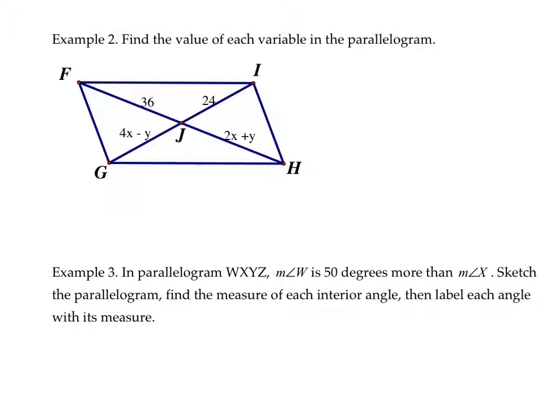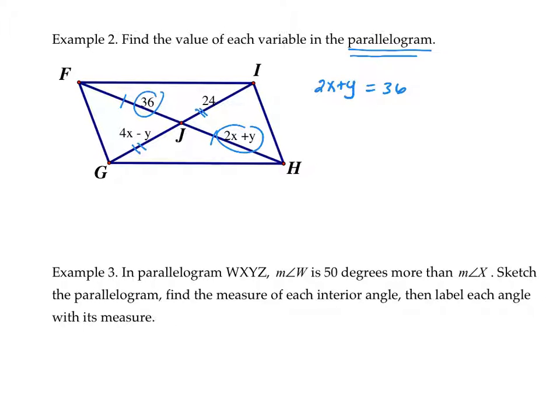All right, in example 2, we're going to use that last property, that the diagonals of a parallelogram bisect each other, because it says find the value of each variable in the parallelogram. So we have diagonal FH, that's being divided into two equal parts, and GI, it's also being bisected. So that means that 2x plus y from the first diagonal, that's right here, must be equal to 36. So that's one equation, but notice it has two variables in it.